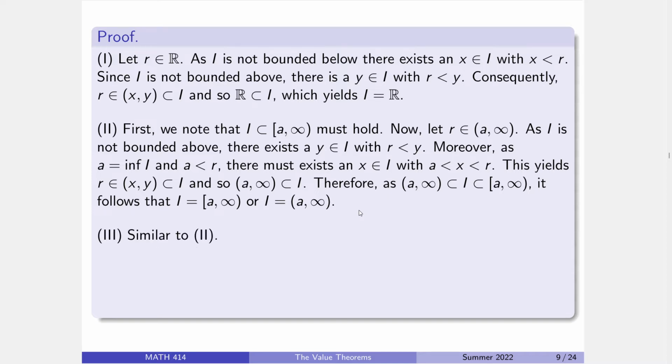And point 3, which is the case where I is bounded above but not bounded below, it's the same argument, only the infs are sups and the orderings are reversed. So if you feel like writing out the details, be my guest.